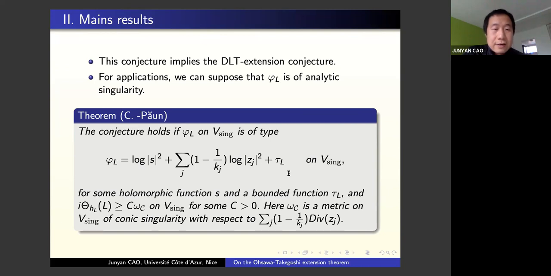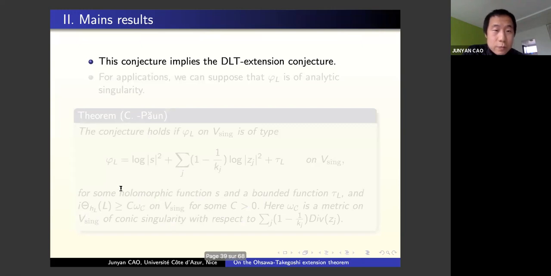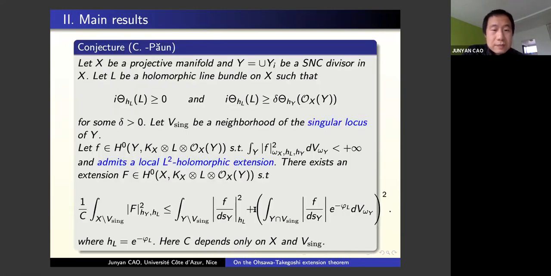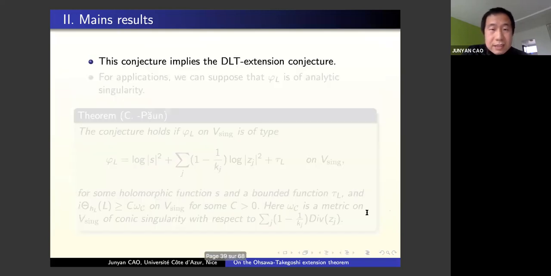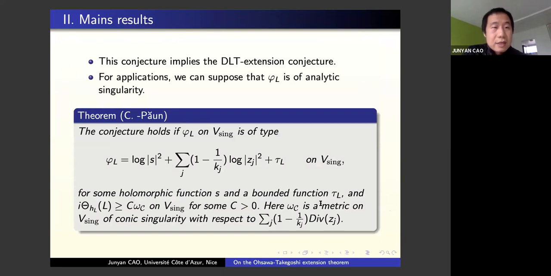That means that if phi r is of this type, then we can find a holomorphic extension such that its L2 norm is bounded by the L2 norm of small f plus the L1 norm of small f. Okay, so that's our main result. And I would like to say that since the assumption on the weight function in our result is too restrictive, by using our result, we cannot prove the DLT conjecture, unfortunately.